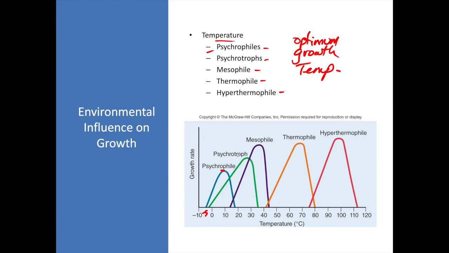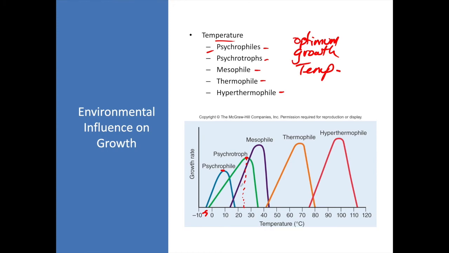Next are the psychrotrophs. The psychrotrophs overlap the psychrophiles in their growth, and they have a much broader range. They have a very wide range of growth. These are the organisms that grow well at room temperature, right? So up here is their optimum growth temperature. If I bring this down, that's around 25 to 27 degrees Celsius, which is pretty average room temperature. So they like to grow at room temperature.